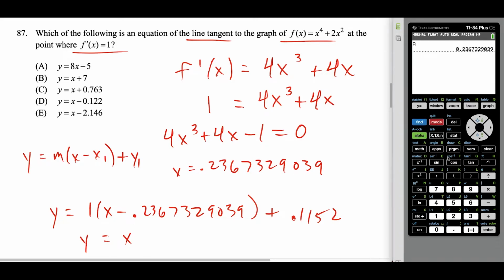So we'll go back to the main screen for that. So I'm doing minus the A value, because remember I stored this as the letter A, so I have minus A plus 0.1152. And if we work this out, it works out to minus 0.122 if we round. So we have minus 0.122, and this is going to correspond to choice D.